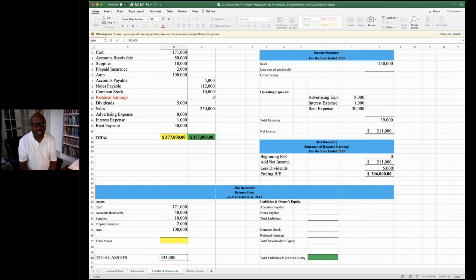Got to go over here and do the same thing with liabilities. So remember, we're working above the line. We have accounts and notes payable. I have the titles there, so I can just come in here, copy, so paste up here. So both liabilities are there. So the total liabilities is how much?